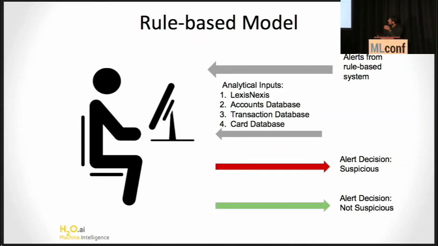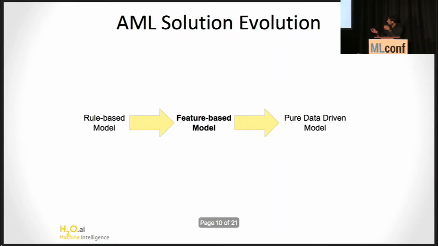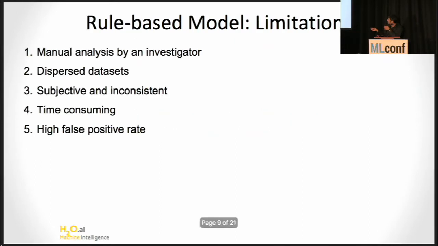So some of the limitations of this system. Yeah, some of the limitations of the system is the process is manual. You're looking at data from different sources, not necessarily integrated, not necessarily compacted together, and it's very subjective and inconsistent. And the problem is it's super time consuming.